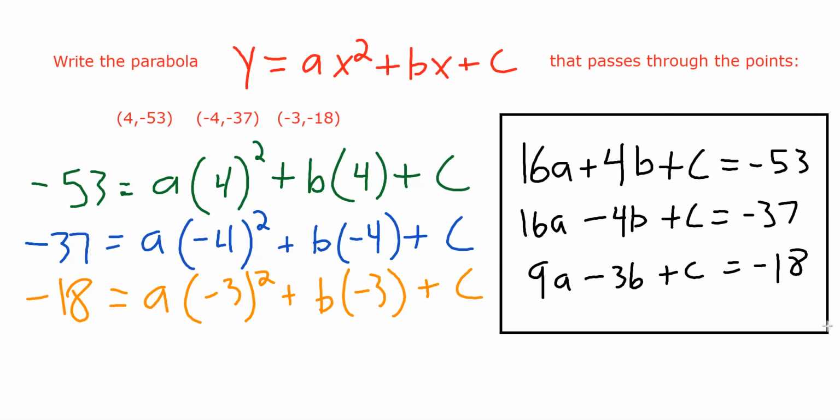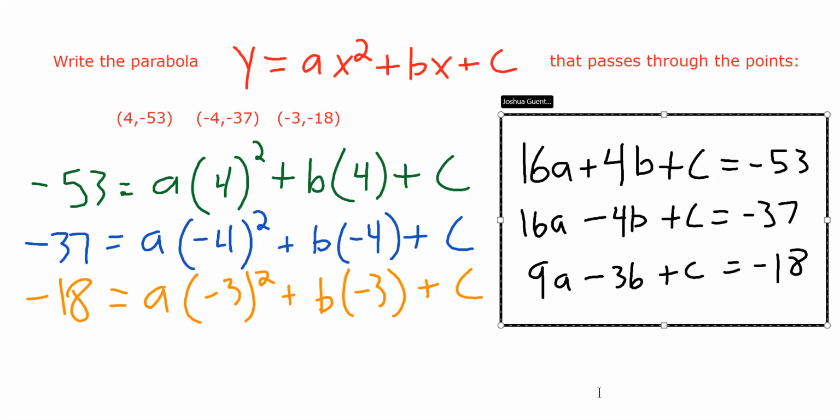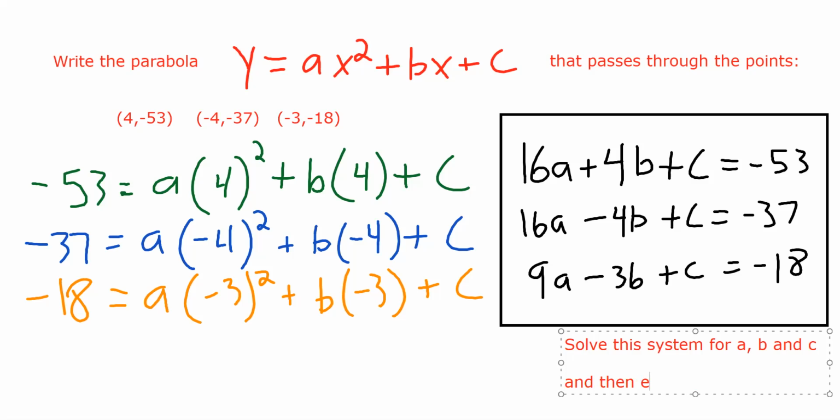So now we haven't found the solution, but we just want to solve this system for A, B, and C. And then express your final answer as the parabola. Your final answer will be y equals whatever you get for A, x squared, plus whatever you get for B, x, plus whatever you get for C, the constant. So unfortunately, we don't have time to solve this one because you have to explain it as you go. That takes more time.